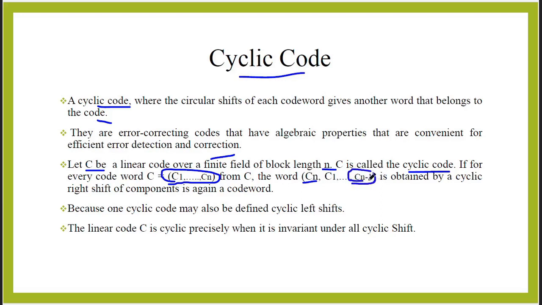is obtained by a cyclic right shift of components and is again a code word. A cyclic code may also be defined using a cyclic left shift. The linear code C is cyclic precisely when it is invariant under all cyclic shifts.